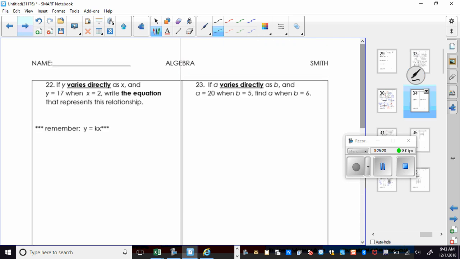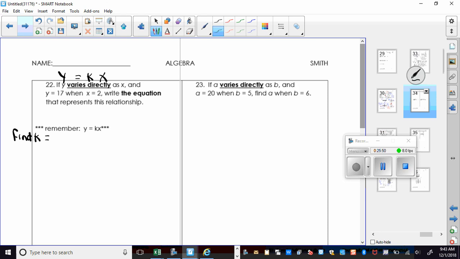Lastly, direct variations, word problems. So things that we know, y equals k times x, and varies directly means equals k. So y equals k times x, okay? They want you to find k. The first thing you're going to do is find k, and then you're going to write that equation.